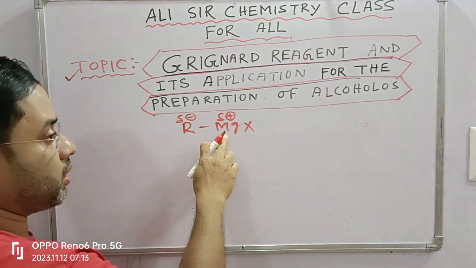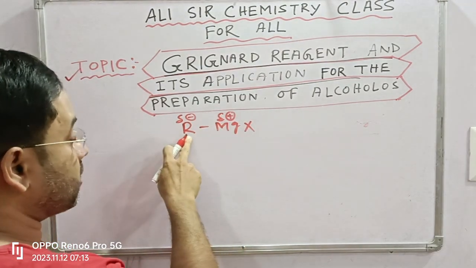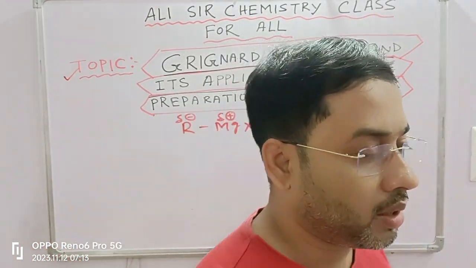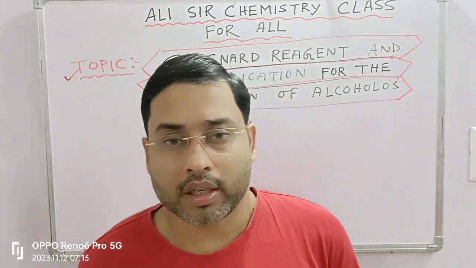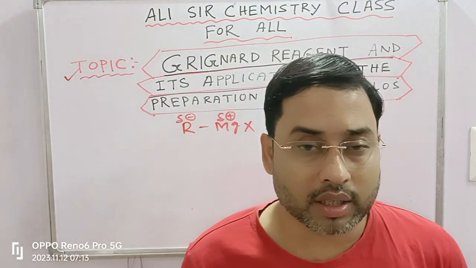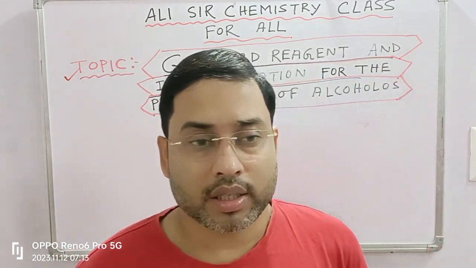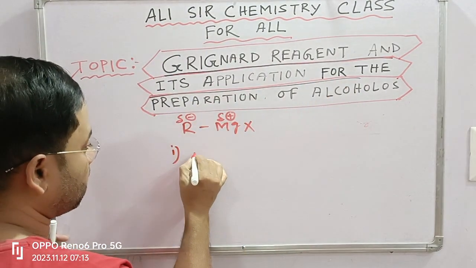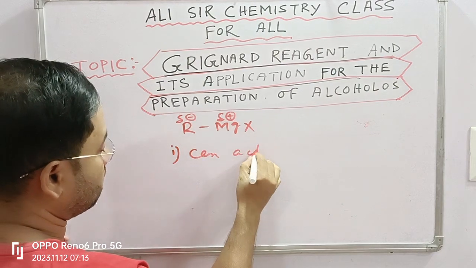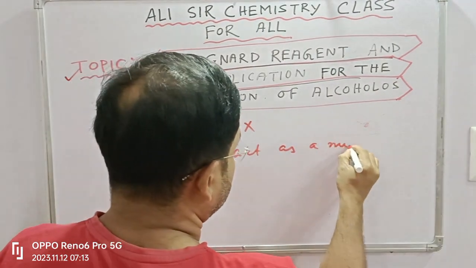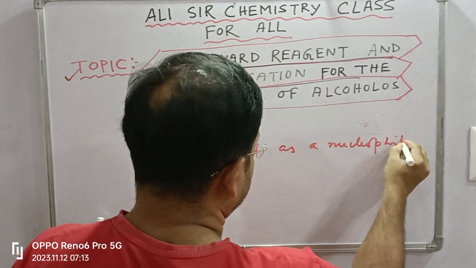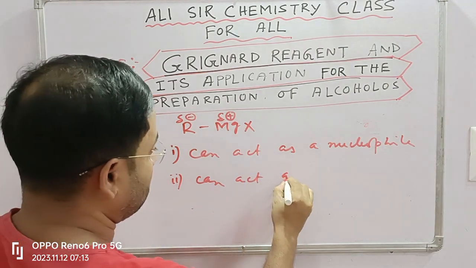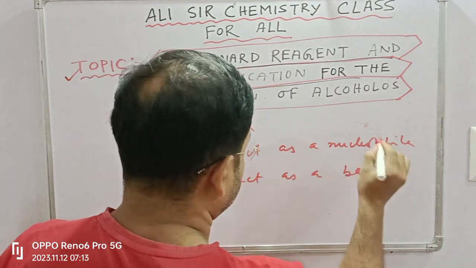As it is an electropositive element, it will be delta positive, and it makes the attached carbon with magnesium delta negative. So all of you know, if a center is negative or delta negative, it can donate, it can act as a base or it can act as a nucleophile. So the Grignard reagent can act as a nucleophile, can act as a base.